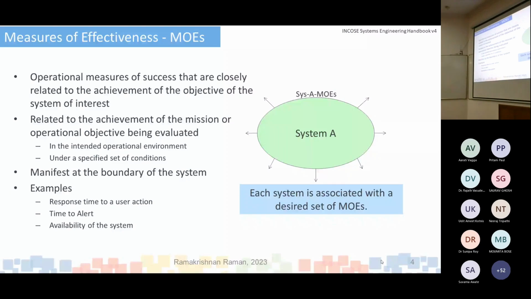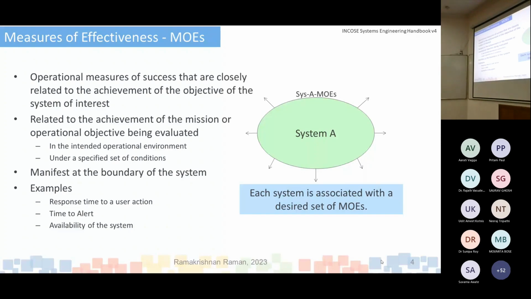MOEs are nothing but the measures of success that are related to the objective of the system. Let's say our system is an aircraft. We start looking at what the MOEs of an aircraft are, from the system perspective. For instance, one MOE would be the time it takes for it to respond to your interaction. Say you press some keypad, and if it takes 1 minute to respond, then obviously you will not be happy. So as a customer or user of the system, you would be interested in the response time to a user action, and that becomes an MOE. So from a system perspective, we ask: what are the MOEs? That is very crucial.